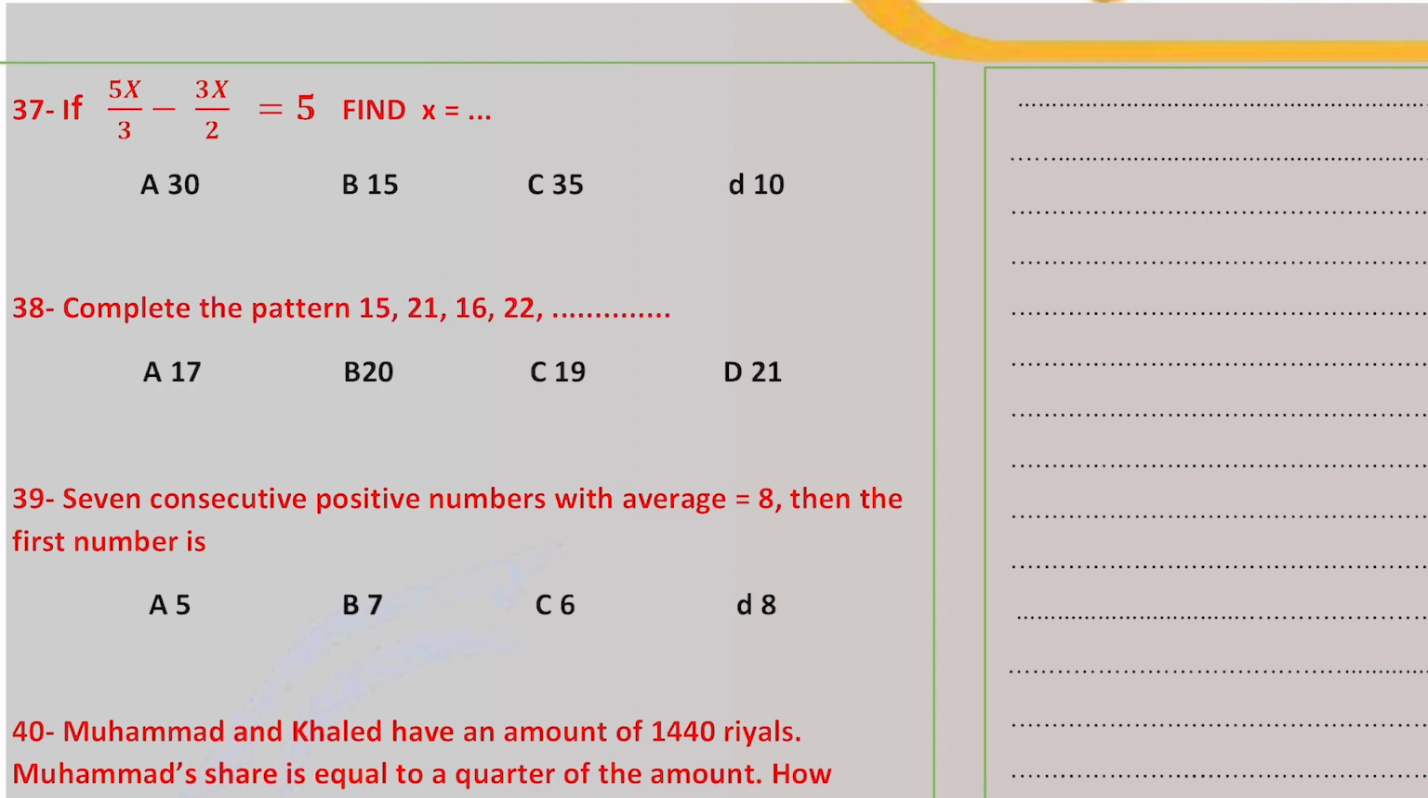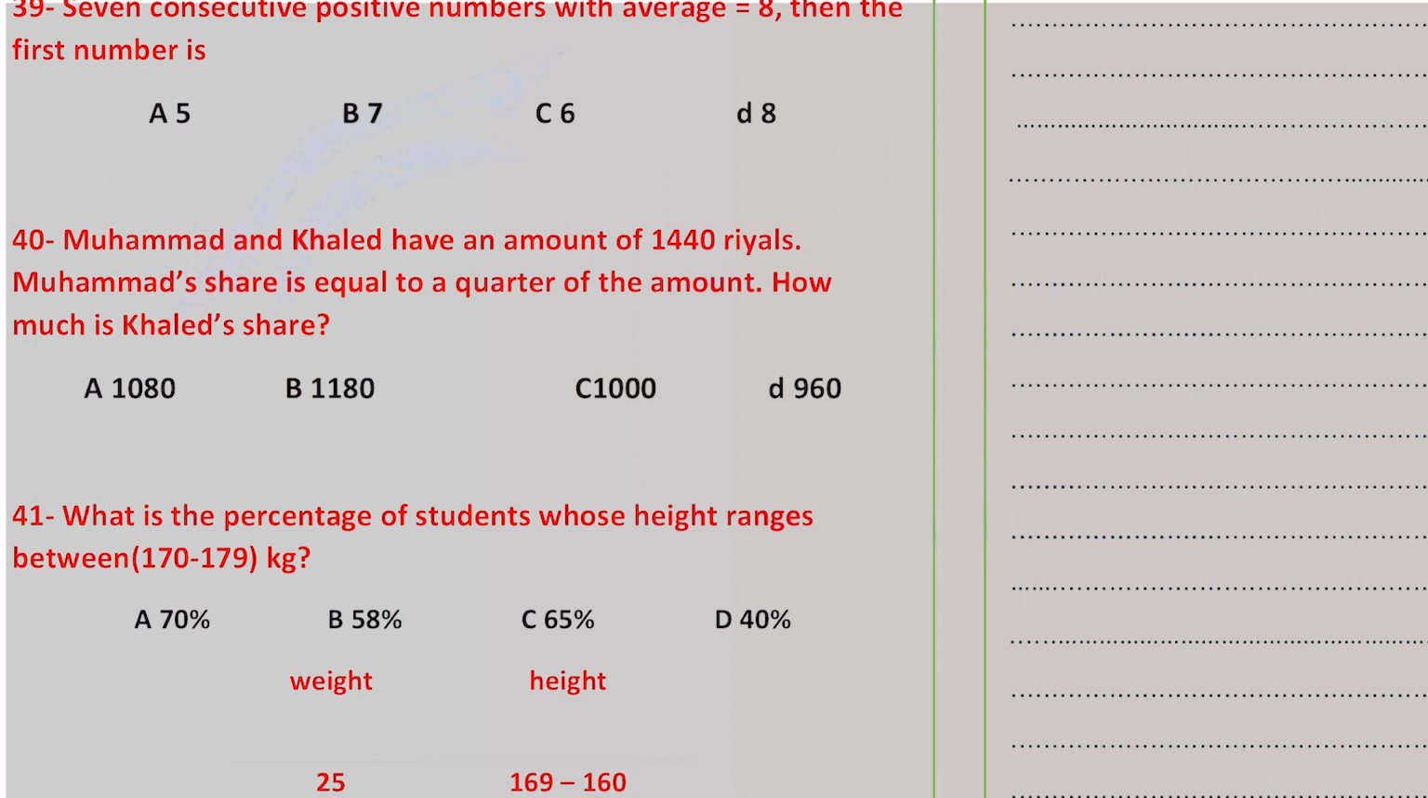Question number 39. 7 consecutive positive numbers. Okay, 2, 3, 4, 5, 6, 7. He said the average is 8. The average of the consecutive numbers always will be the number in the middle. He said even or odd? No. So each time I will subtract 1 and add 1. So here will be 7, 6, and 5. Here will be 9, 10, and 11. The first number is 5.